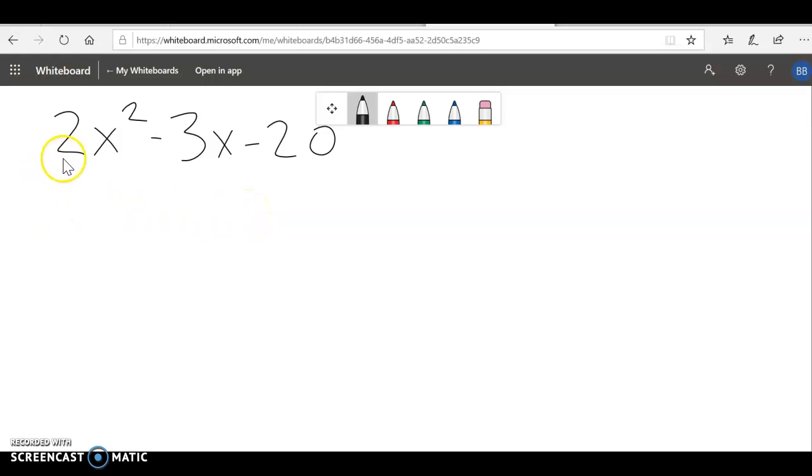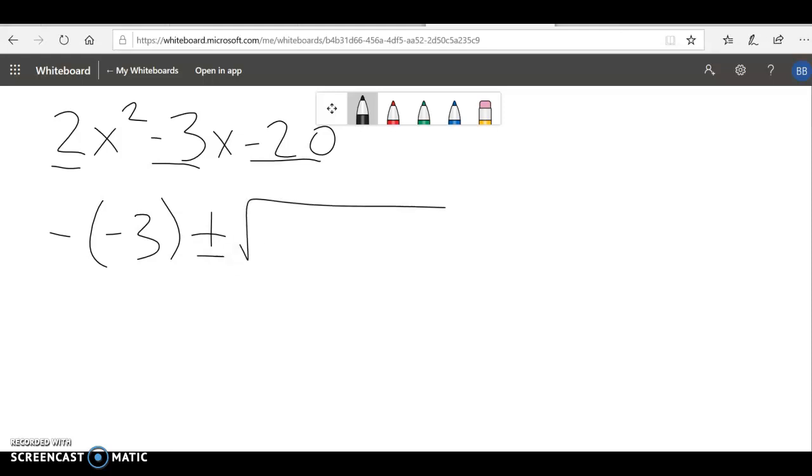Okay, I'm going to use the coefficients here, the numbers a, b, and c, and fill in the quadratic formula. So the beginning of the quadratic formula has the opposite of b. So the opposite of, in our case, -3 is our b. And then I have plus or minus the square root of b squared minus 4 times a times c.